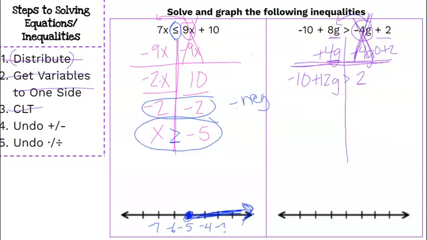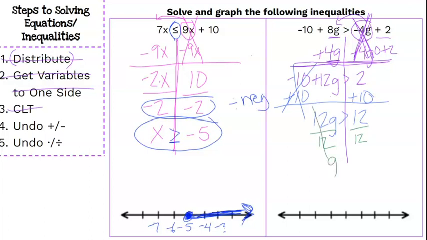All right, so now we need to undo this -10 with a positive 10. -10 plus 10 is 0. We're left with 12g is greater than 2 plus 10 is 12. Last step, we divide both sides by 12. We get g is greater than 12 divided by 12 is 1. No need to flip the inequality this time because we divided by a positive number. G is greater than 1.